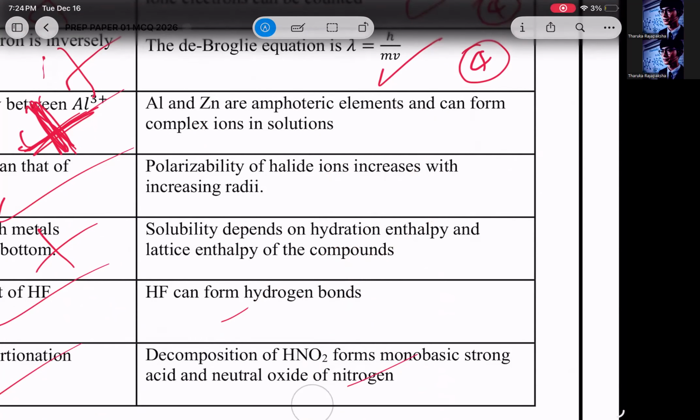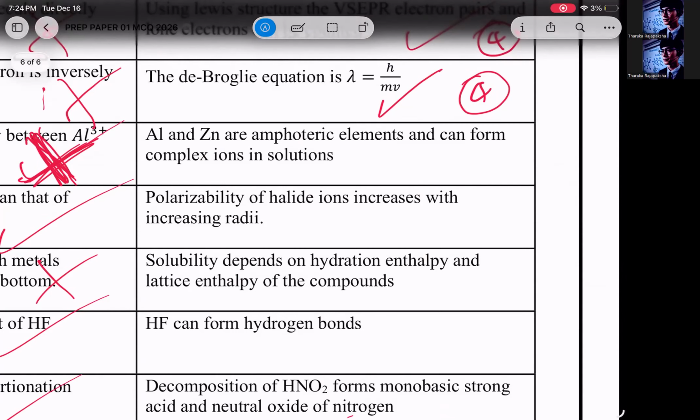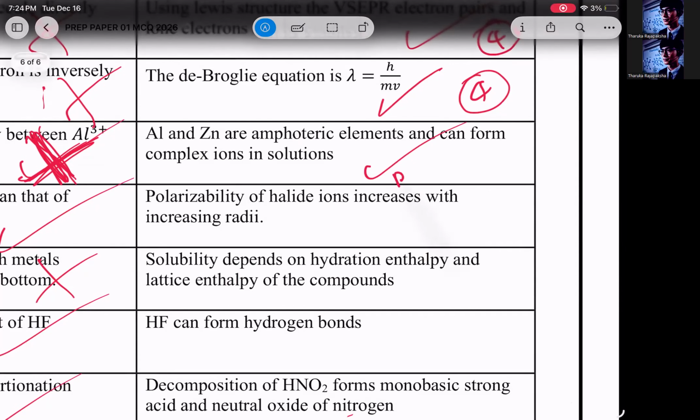Easy. Aluminium and zinc are amphoteric elements and can form complex ions in solutions. That's correct. Beryllium, aluminium, tin, lead, and zinc are the amphoteric elements in the chemistry syllabus which you are going to learn.